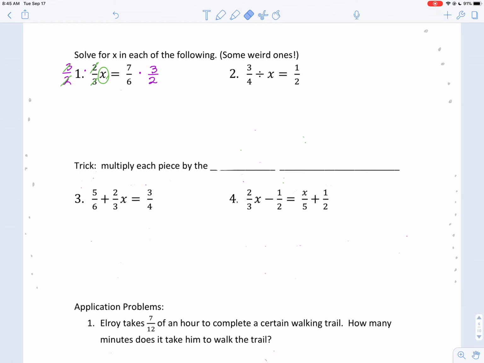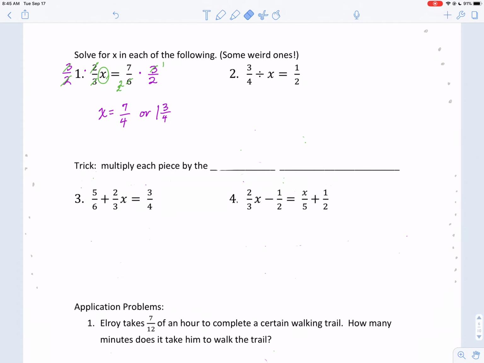Then we just multiply the right side of the equation. Again, we could cancel. 3 goes into 6 2 times. So we wind up with 7/4, or 1 3/4. You as a teacher need to decide which way you want your students to write the answer.